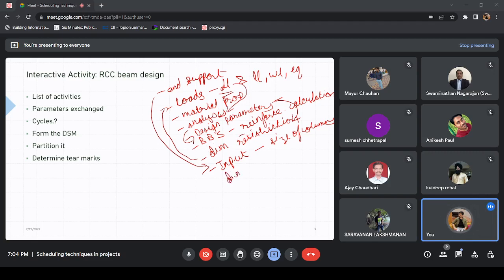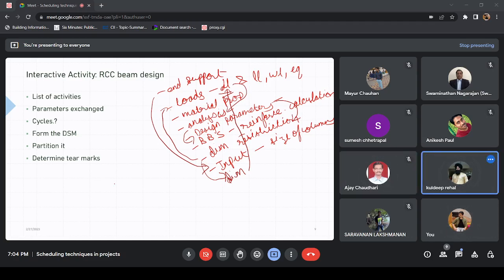So let me bring dimensions here. I will change the dimensions. If I change the dimensions, my dead load will change, so my analysis will change. You can see a cycle here. Can you see that there is a loop happening because something is changing whatever is coming next? Yes, sir, clearly.